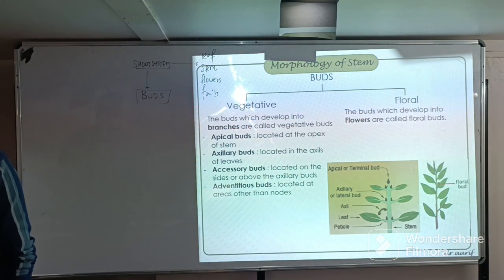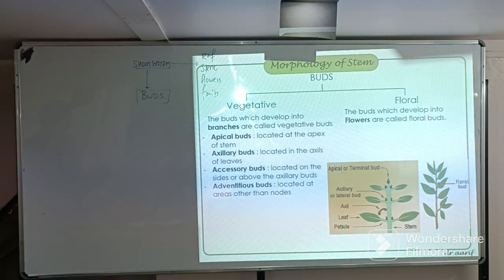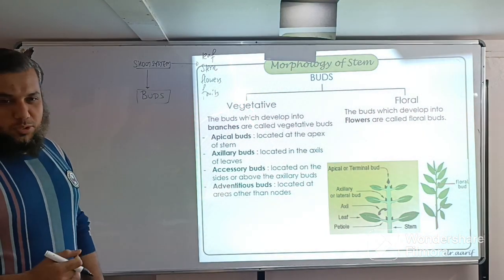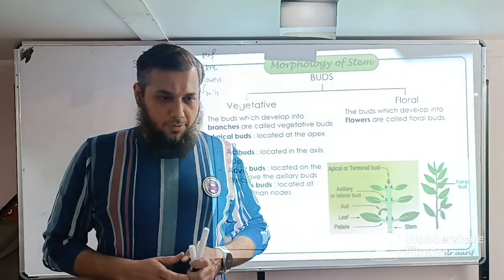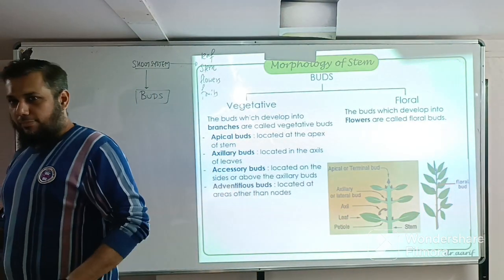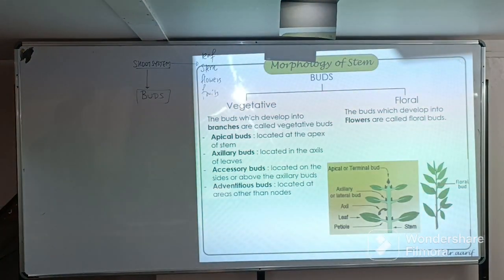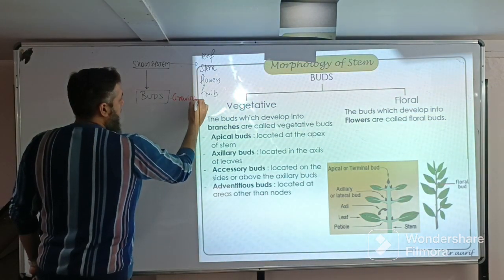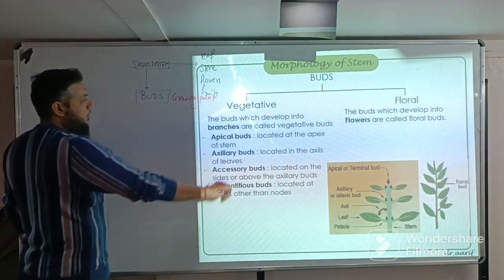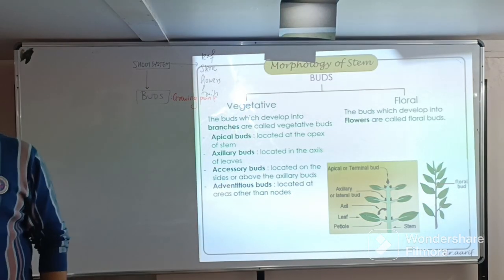So if I ask you, what's a bud? What's your answer? What's a bud? Don't look there. Look here and tell me. What's a bud? It's a small outgrowth. Okay. Bud, in common English, it will be called growing point. What do you call it? Growing point.